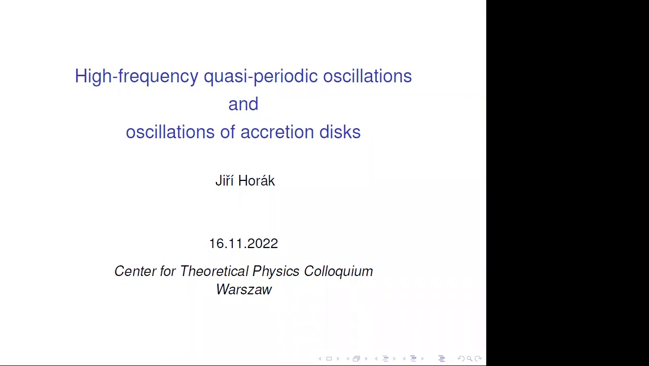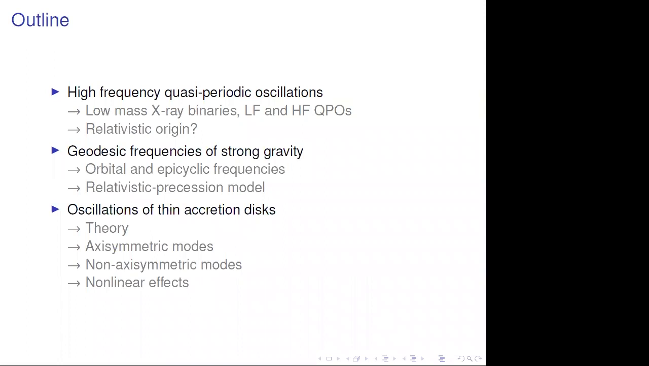Thank you very much. So the title is already announced, and this is the outline of the talk. First, I will spend some time with an introduction, like what these high frequency quasi-periodic oscillations are and so on. Then I will talk a few words about simple modeling of this phenomenon. And then I will go to the main subject of this talk, which is basically oscillations of thin accretion disks.